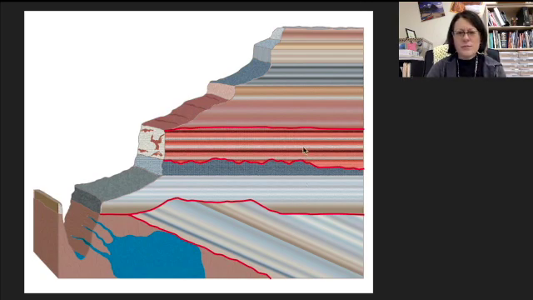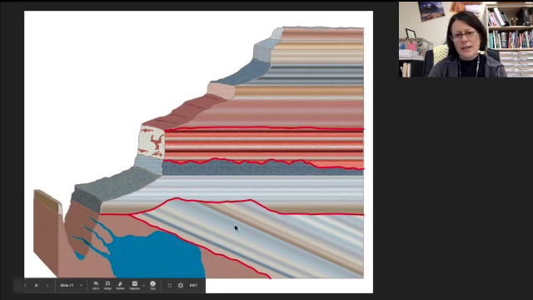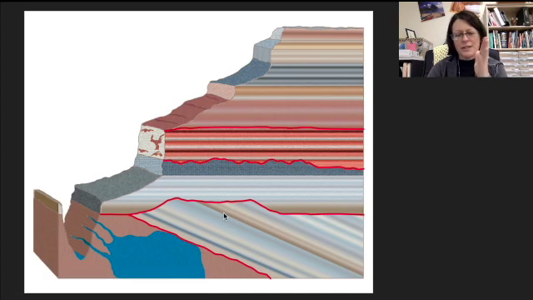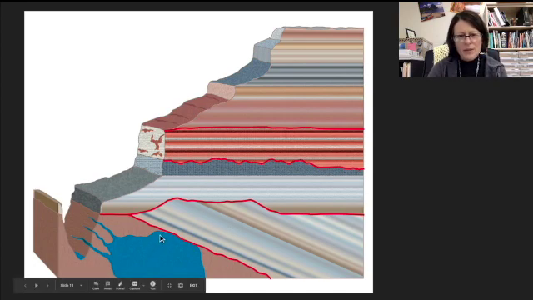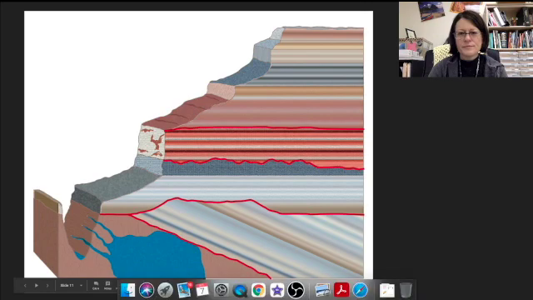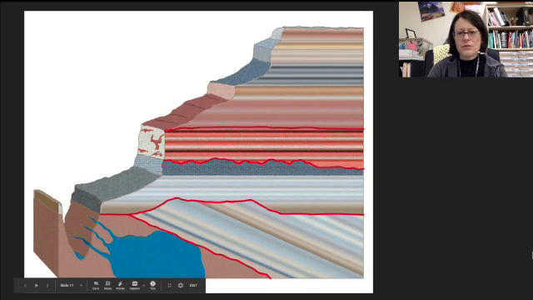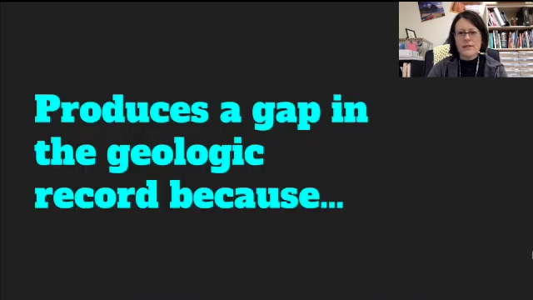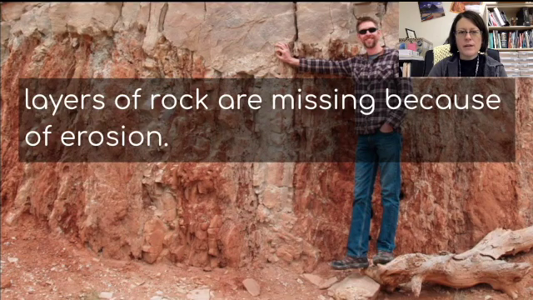So we have some nice horizontal ones here. We have an angular one here where there was actually some folding of the rock layer. It was tilted. And we even have one here where we have some igneous rock and we have an eroded area here. So let's take a look at what these can tell us. These produce a gap in the geological record because layers of rock are missing because of erosion.